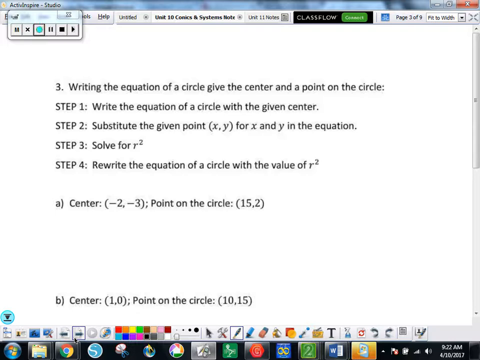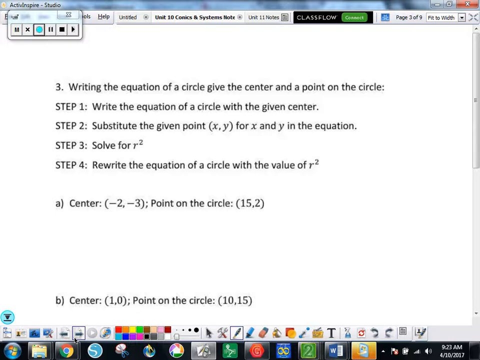Okay, the last thing we have to do. You may not just be given everything on a platter. It is possible that you may be told the center of the circle and just some random point on the circle. Well, if you're told the center and some random point, what else are you missing? Radius. But if you know the center and some point, can you figure out the radius? So that's what we're doing now.